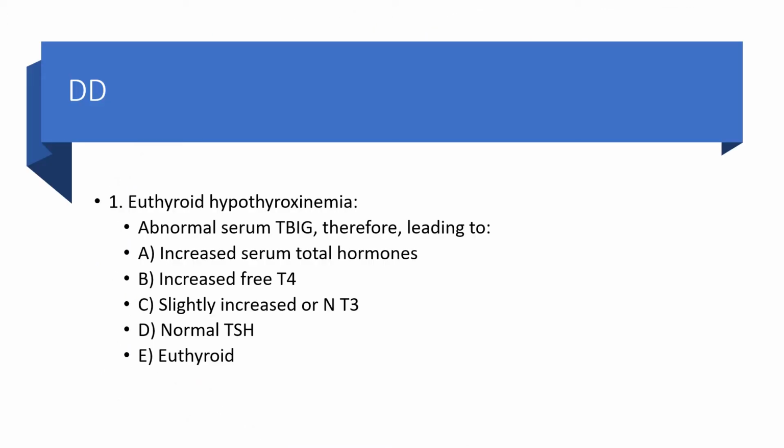When it comes to hyperthyroidism, we may be dealing with a thyroid hypothyroxemia. And in that case, we'll be having abnormal serum thyroid-binding immunoglobulin, therefore leading to increased serum total hormones and increased free T4 with slightly increased or normal T3. The thyroid stimulating hormone will be within the normal range, and the clinical features will be that of euthyroidism.